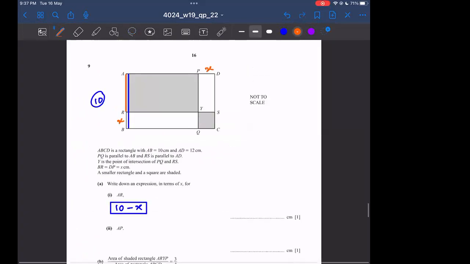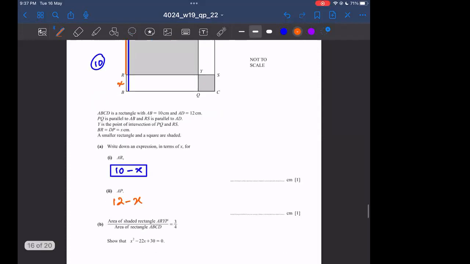Then it says the value of AP. What is the value of AP? This one is AP. This AD value is again 12. This whole AD value is 12, and this PD is X. So 12 minus X is going to be the value of AP.